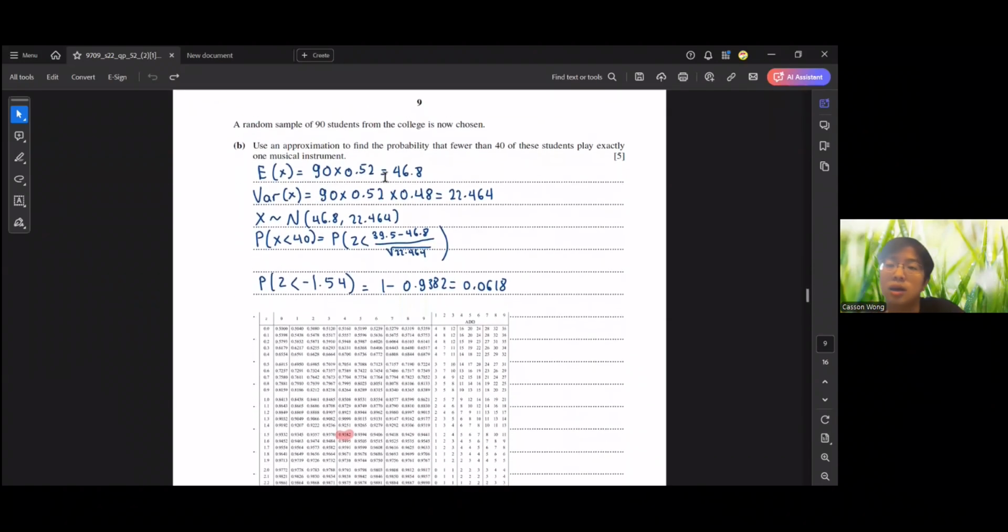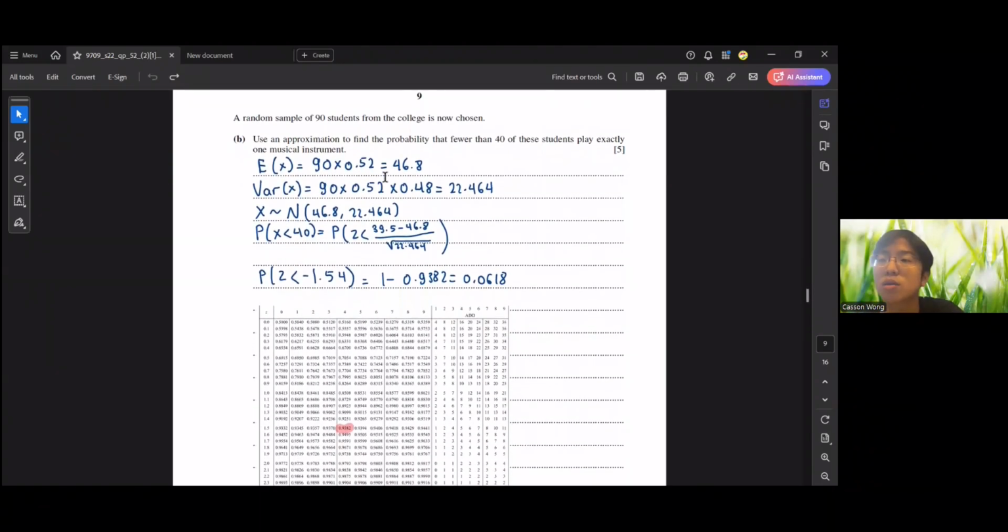Next, a random sample of 90 students from the college is now chosen. Use an approximation to find the probability that fewer than 40 of these students play exactly one musical instrument. So for students that play exactly one musical instrument, it is 0.52. To find the mean, the formula is n times p, which is 46.8.